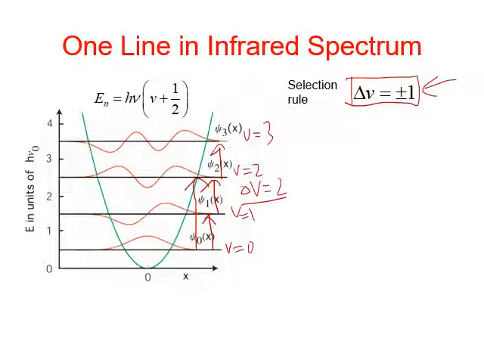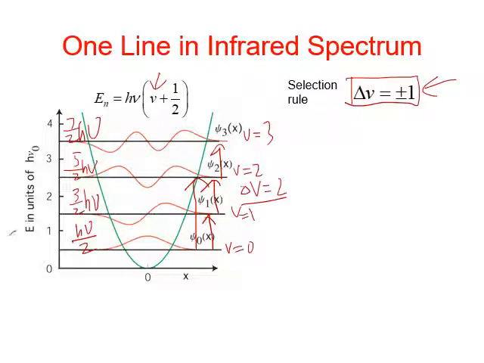Now let's calculate this energy difference. The lowest energy is v equals 0. When this is 0, the lowest energy will be h nu divided by 2. When v equals 1, 1 plus half is 3 over 2, so this will be 3 over 2 h nu. And then 5 over 2 h nu, 7 over 2 h nu.